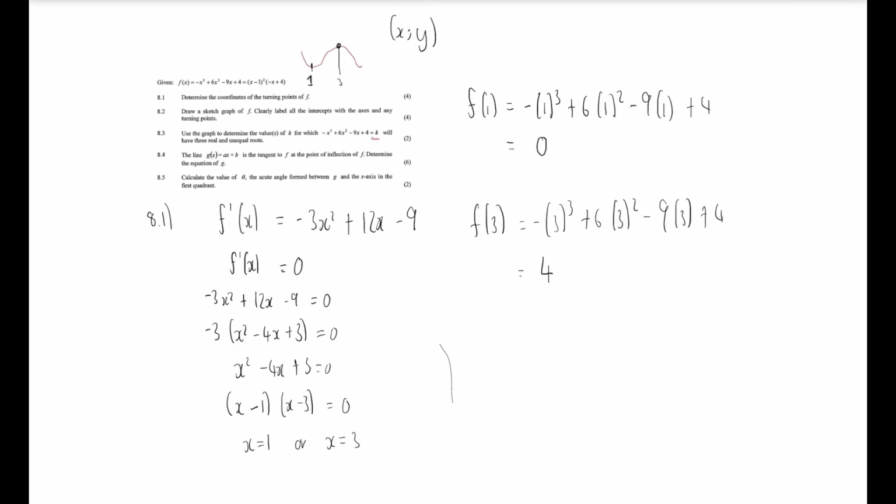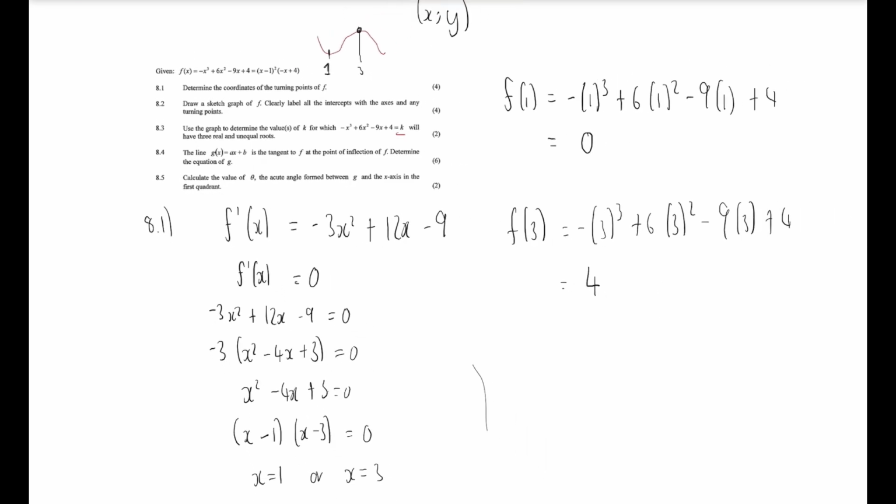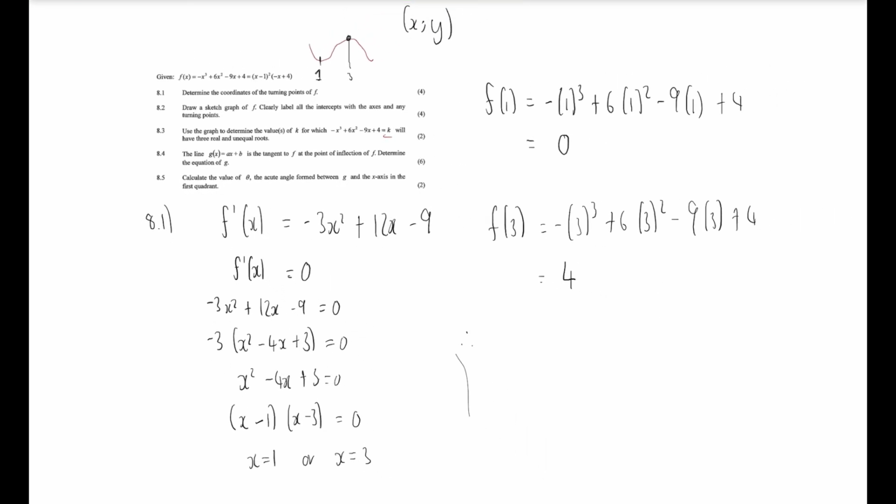So then what we have is that therefore the coordinates of the TP are, so you have a 1 and a 0, then you have a 3 and a 4, right?